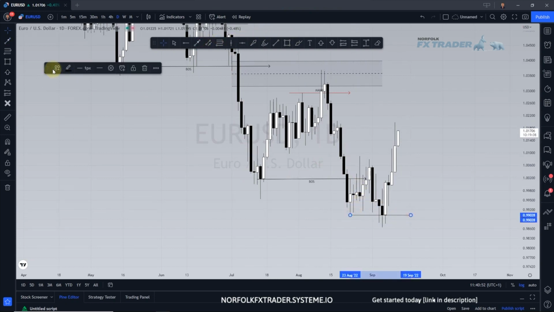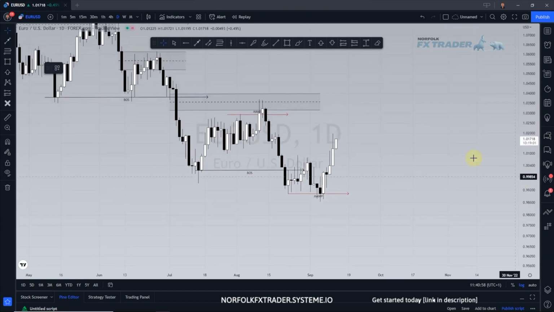So there is a reversal point in the market, manipulated, and then we rally back up. So what can we now take from this?